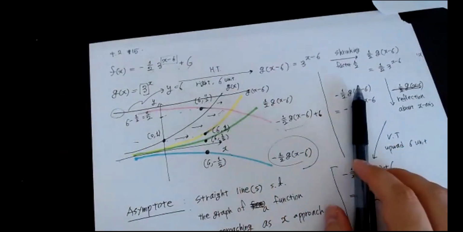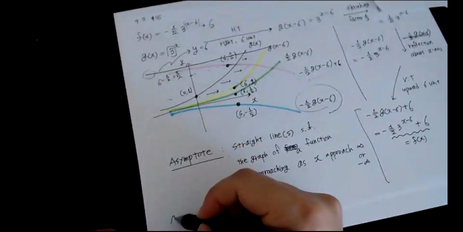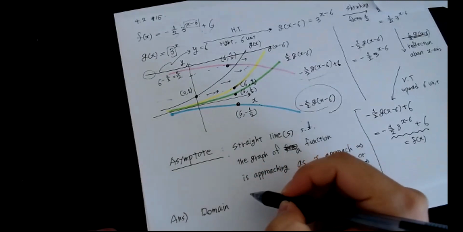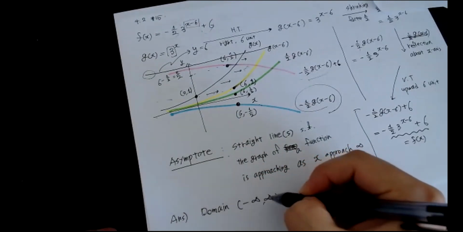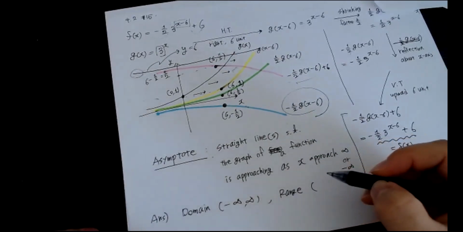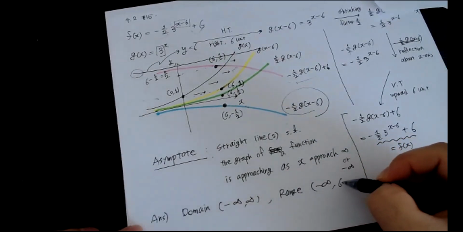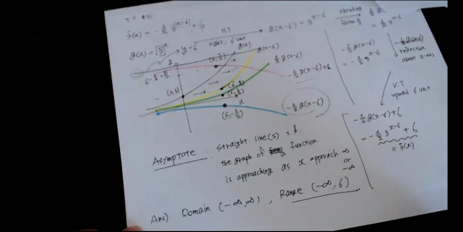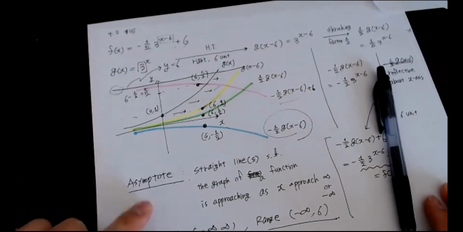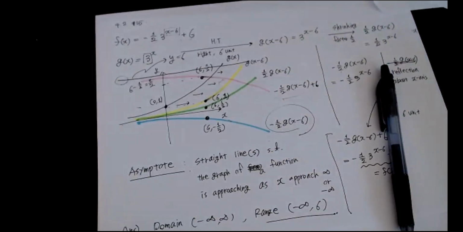Okay, so here the answer is, in this problem, the domain is going to be negative infinity to infinity. Okay, the range is going to be negative infinity to 6, open. Okay, keep in mind this. And the key to keep in mind is the concept of asymptote. Okay, so now we move to the next problem.